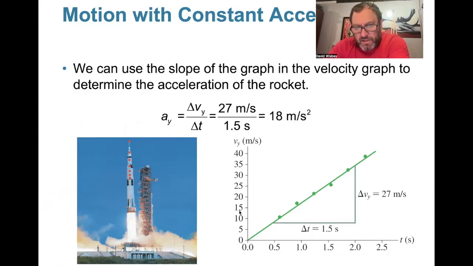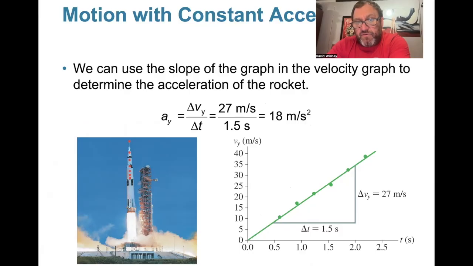So this is our rocket's velocity that changes as a function of time. Okay, and so if we take the slope of the velocity graph, that's going to give us our acceleration. We saw that a Corvette has an acceleration of about 9.5 meters per second squared, and this rocket is 18 meters per second squared, so it's much higher.